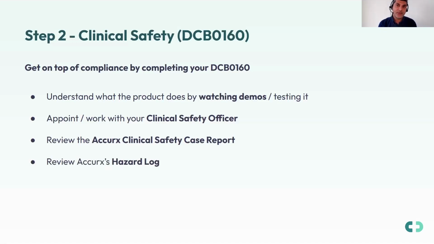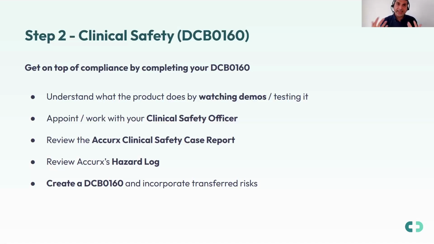Alongside the case report, you're reviewing a hazard log. So what are the potential hazards that have already been identified, or things that you need to be aware of before using the tool itself? So you review both of those documents, and then you put together your own clinical safety documentation. So effectively, you produce your own set of documents, which are called a DCB 0160. And here, what you would document is any transferred risks or any mitigations that you feel you need to be doing when you implement a tool.